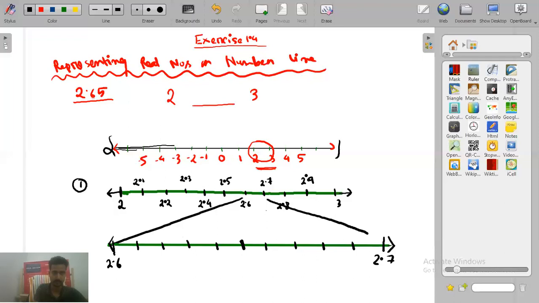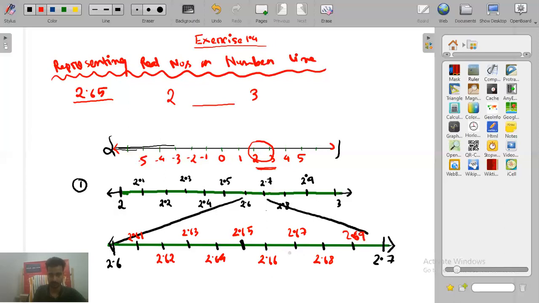Now I am writing it in red. So this will be your 2.61. Then it will be your 2.62. Then it will be your 2.63. Then 2.64. Then 2.65. Then 2.66. Then 2.67. Then 2.68. Then it will be your 2.69. Okay.